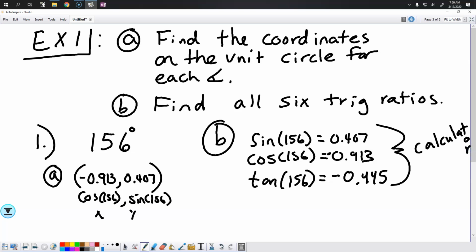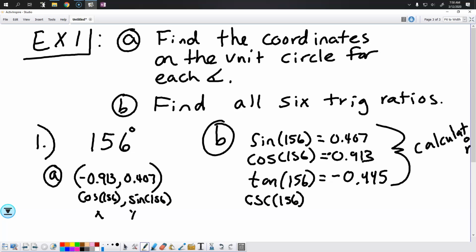Now for the other 3, you'll notice that we don't have those buttons on our calculator, right? So what we're going to do is take these things here and use those to find the other ones. So let's start off with cosecant of 156.